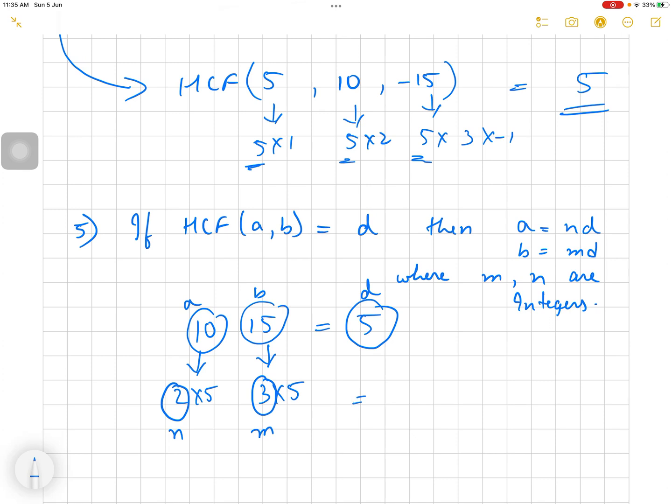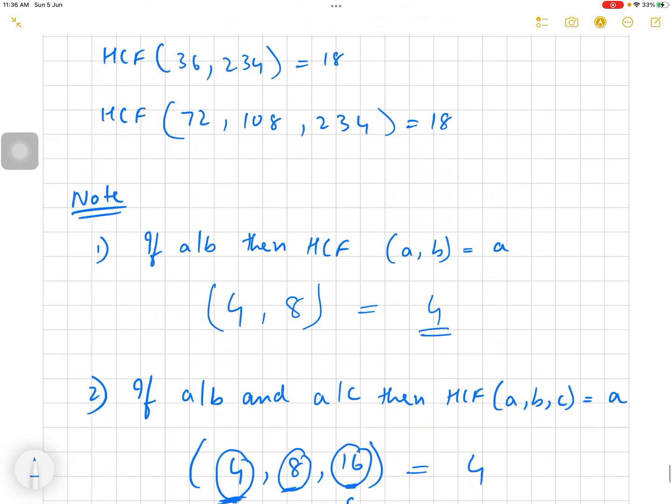So A is equal to ND because 5 is D and 2 is N, and B is equal to MD because 3 here is M and 5 is D. This is what is said here: if HCF of A and B is equal to D, then A is equal to ND and B is equal to MD, where M and N are integers. So these are the 5 notes. Let us go through the notes again.